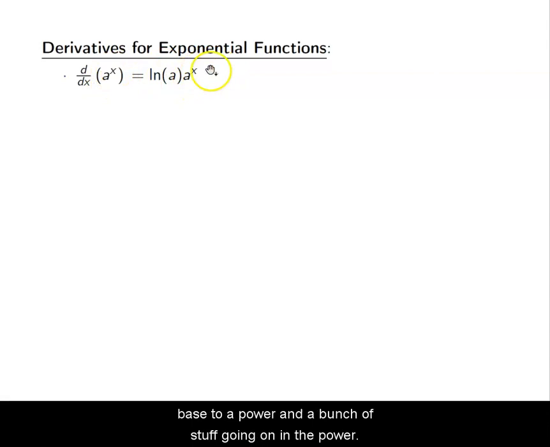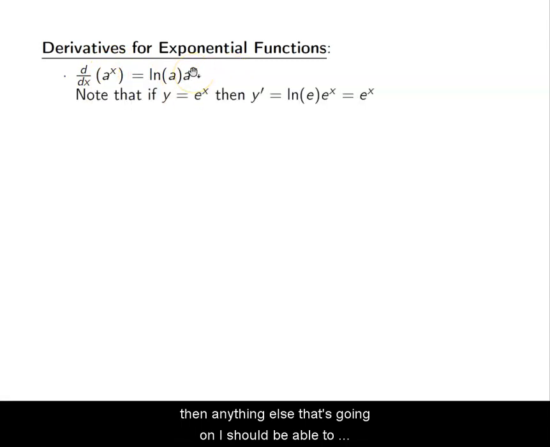base to a power. If I can get it to be just a single base to a power, then I can take its natural log. When I have a base to a power and a bunch of stuff going on in the power, that's difficult for me to deal with at this point. So my goal is to isolate it so I have one base to one power, and then anything else that's going on, I should be able to separate out.